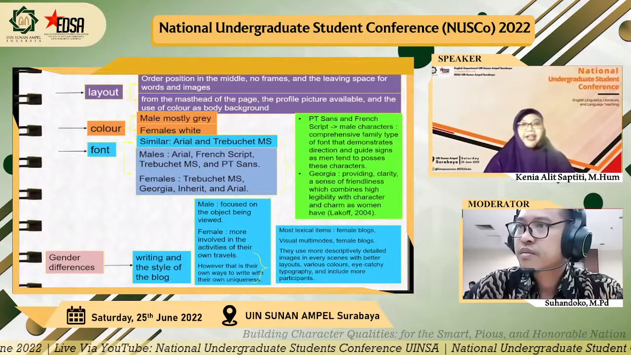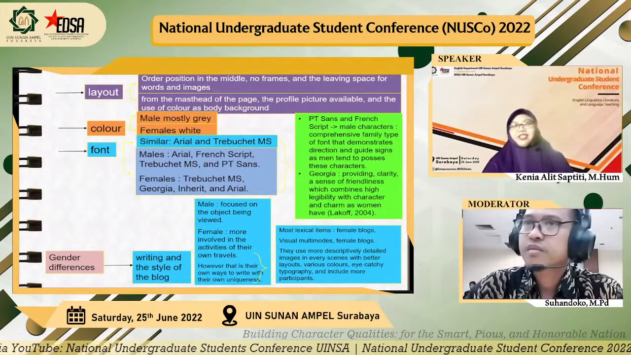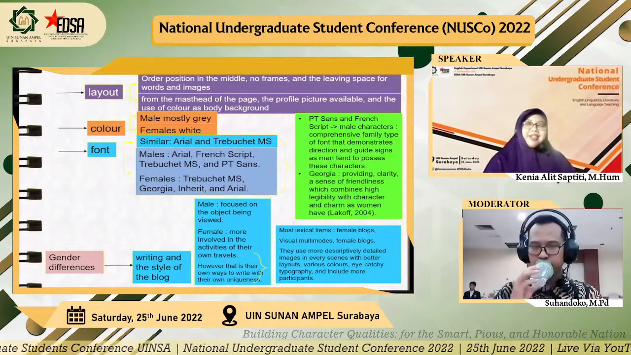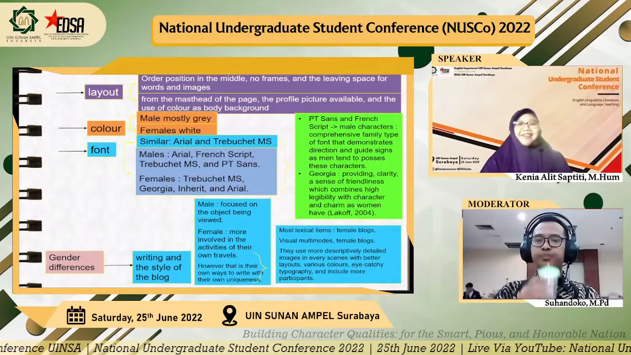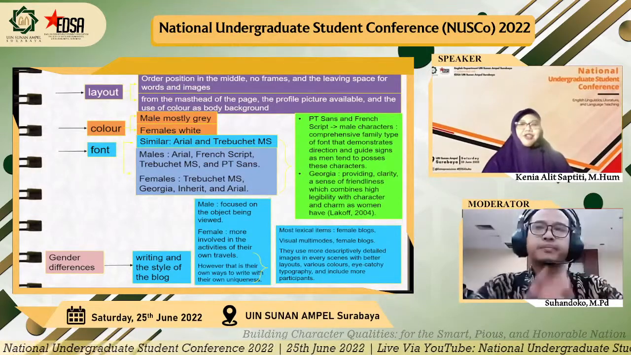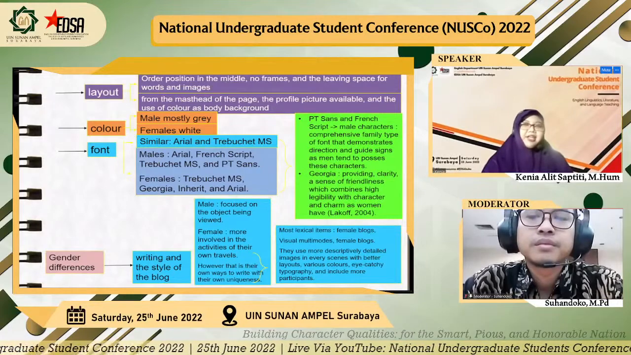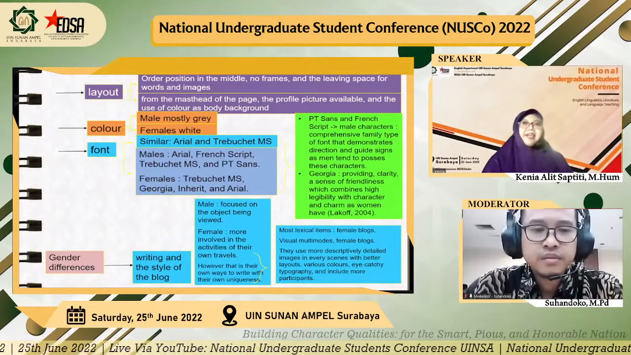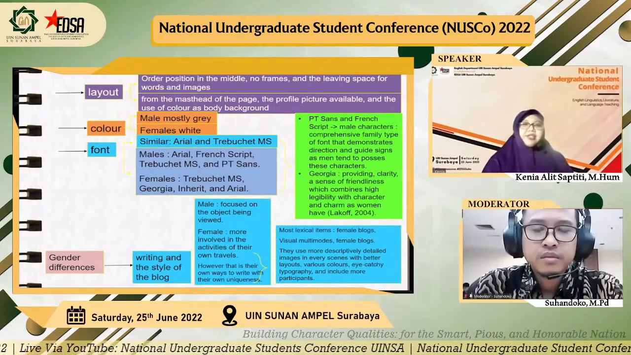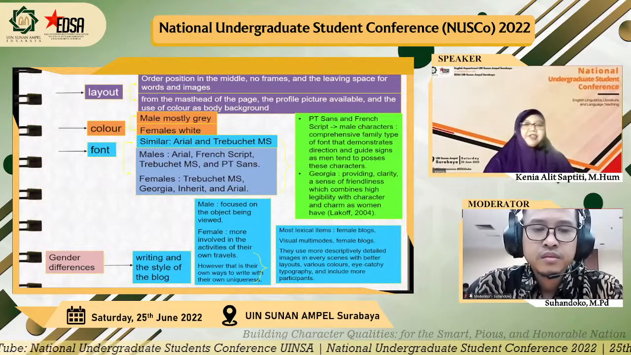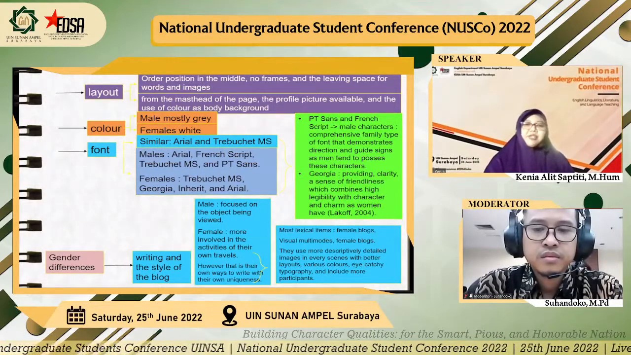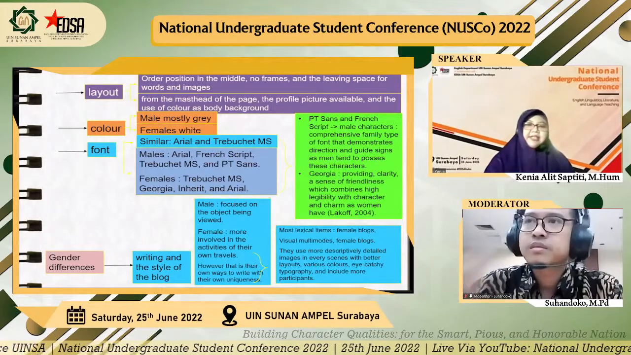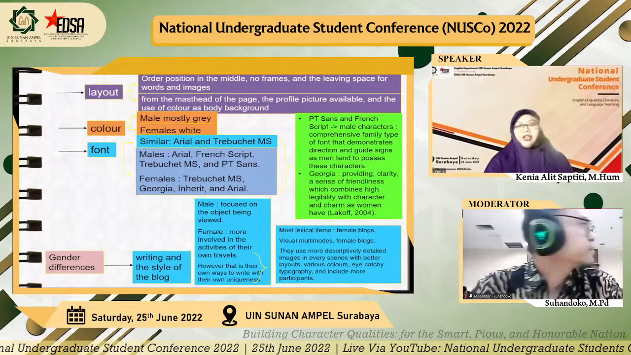All right, now for the color, I see male mostly gray, or we can call it neutral color: gray, black, blue. Blue is not neutral, I know, but blue tends to be neutralized like that. And females used white to show more. Later on I will show you how colors have psychological effects, and also some psycholinguistic description for this. And then for the fonts, the ones used mostly are Arial for males, Arial, French Script, Trebuchet, and then PT Sans, and for females Trebuchet and Georgia, inherit Arial, and else.